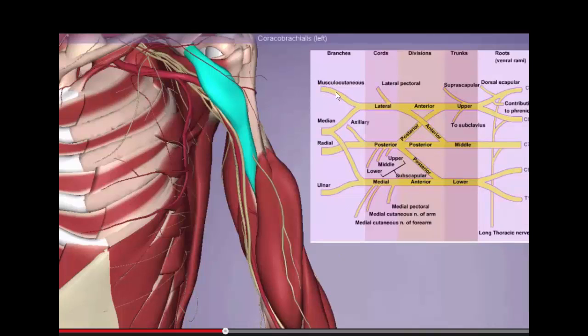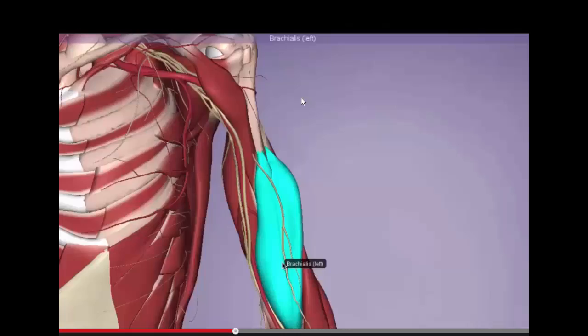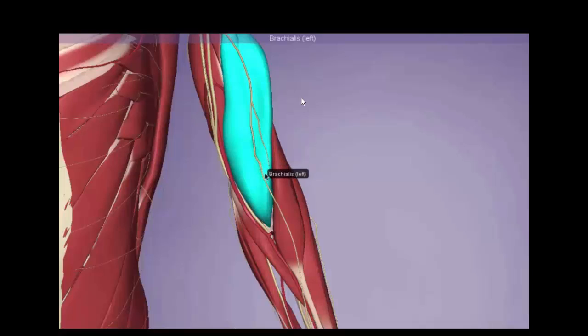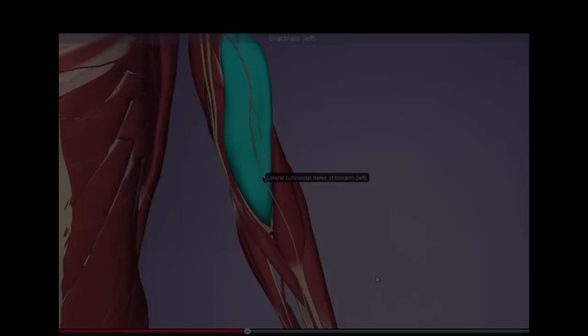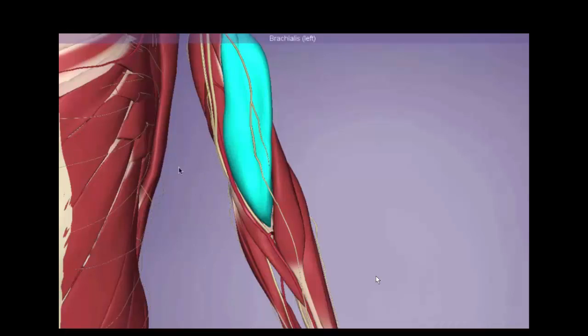Here's the musculocutaneous. The terminal branch would be the lateral cutaneous nerve of the forearm. That's the brachialis, and the musculocutaneous nerve descends on top of that. We follow it, and here, as I said, the lateral cutaneous nerve of the forearm, also called lateral antebrachial nerve. So this nerve has both muscular and cutaneous parts.